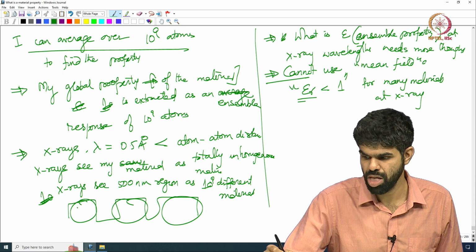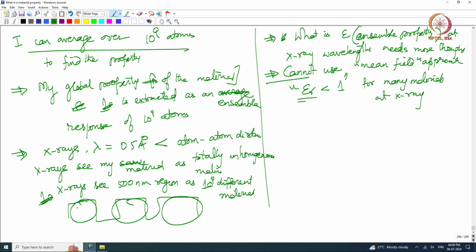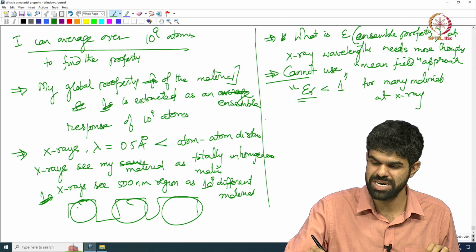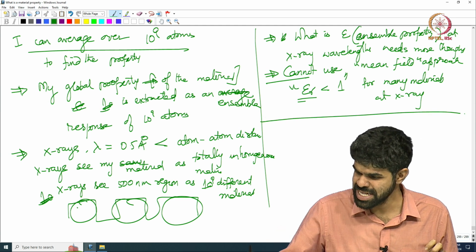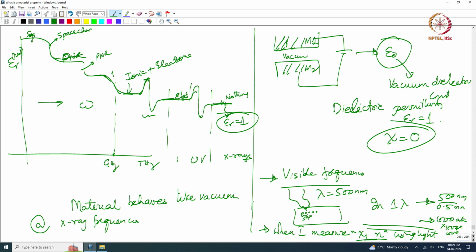So anyway, that is a detail, but that is okay. You cannot really use the mean field approach to describe materials at X-ray wavelengths. But in any case, if I do not worry too much about what is happening with X-rays, up to UV, this is going to be my dielectric dispersion. Now what happens to the imaginary part of epsilon? The imaginary part will have one peak here, this is another relaxation frequency. This will have a peak, and this will have another peak, that is my third relaxation.